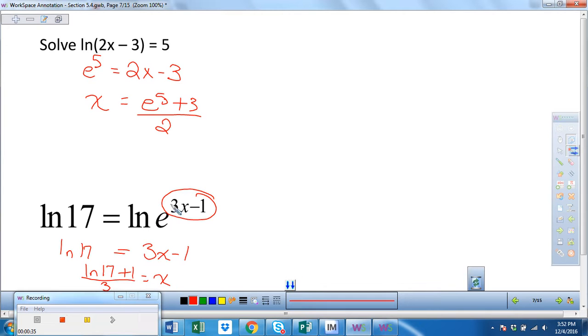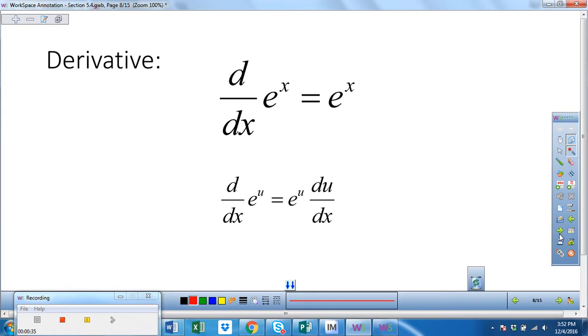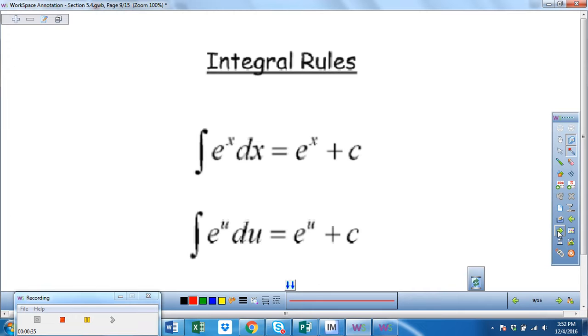One of the things you can remember is that when we have an exponent that drops, and then I have natural log of e, that is simply 1. Okay, so these are the rules, and again, we've done most of these before. And these are the rules for integration.